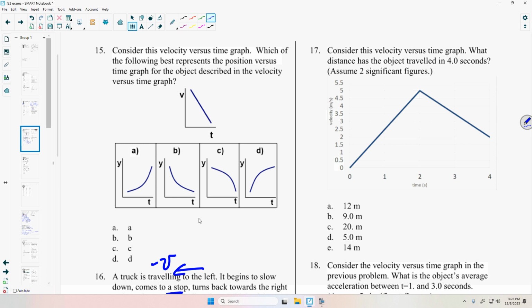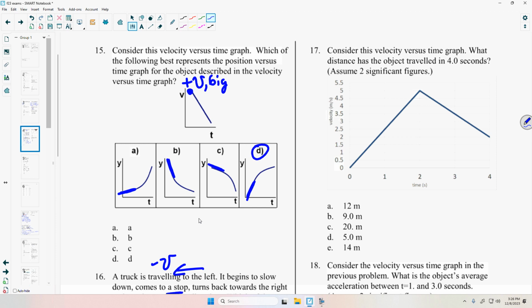Yeah, that's a good one. So here, the value on the V versus T graph gives the slope on the position versus time graph. The slope of a position versus time graph is the velocity. So here I have a big positive velocity. It's big. So I should have a big positive slope. But this has a small positive slope. This has a big negative slope, small negative slope, big positive slope. So I'm pretty sure D is the right answer.